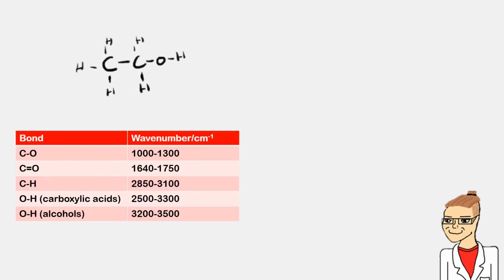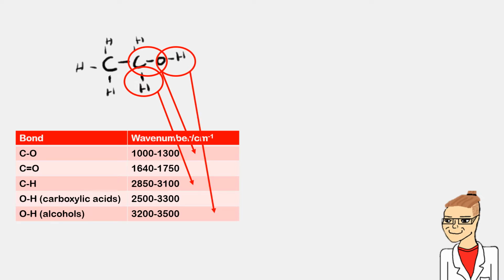For example, ethanol has a few different bonds which can absorb infrared radiation. The CO bond will absorb between 1000 and 1300. The CH bond between 2850 and 3100. And the OH bond between 3200 and 3500.